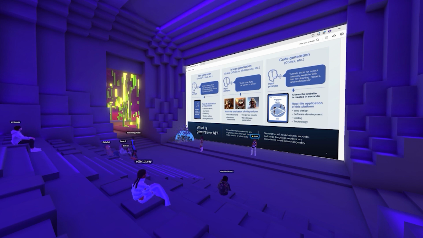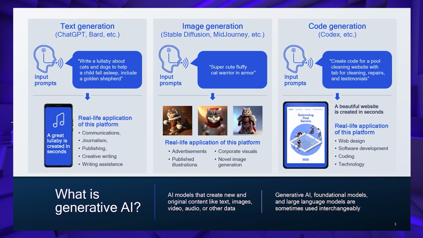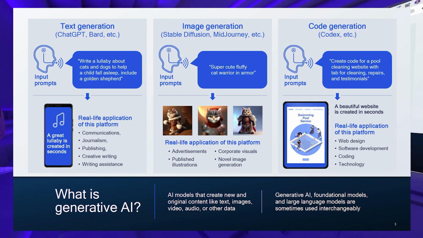So we call generative AI as AI models that essentially create some kind of content in the form of, say, images or text, video, audio, and even code. For example, these are models that are able to generate this data. And we use the words generative AI, foundational models, or large language models interchangeably, but they encompass within the same area.